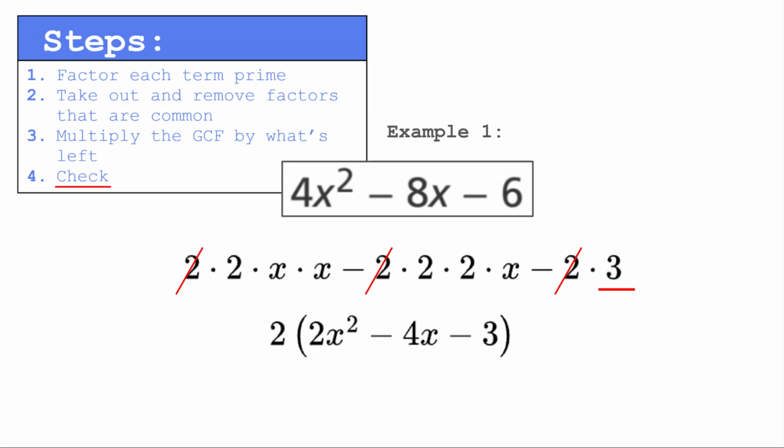Now I can check my work really easily. I can simply say, well, does 2 times 2x squared equal 4x squared? Yes. Does 2 times negative 4x equal negative 8x? Yes. And does 2 times negative 3 equal negative 6? Yes, it does. So we're done.